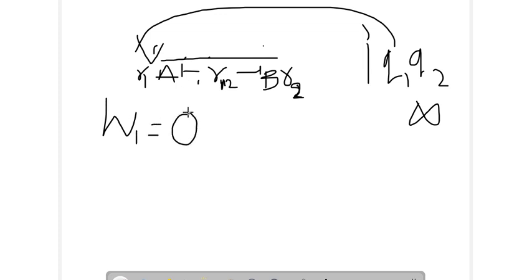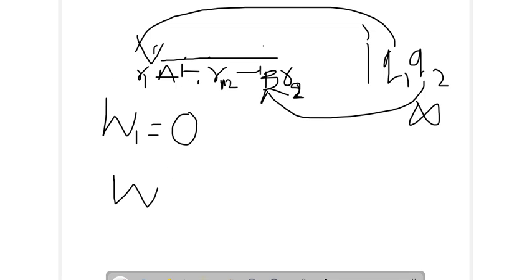Now let W2 be the amount of work done bringing Q2 charge from infinity to a point B. So work is done against the electric field produced by Q1 charge. Suppose I want to bring this Q2 charge to a point B, there is some kind of electric field. So work is done against the electric field, and there is some kind of potential.